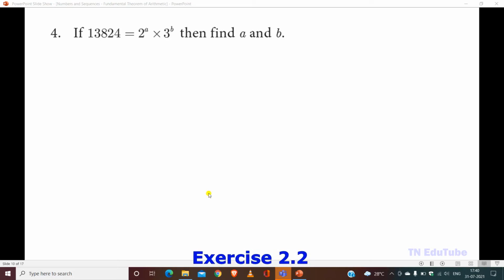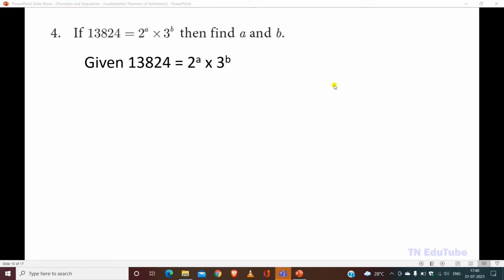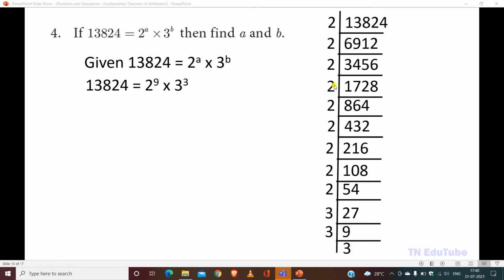Question number 4. If 13,824 is equal to 2 power a into 3 power b, then find a and b. Here you have to factorize 13,824 into the prime factors of 2 and 3. So, you factorize like this, isn't it?